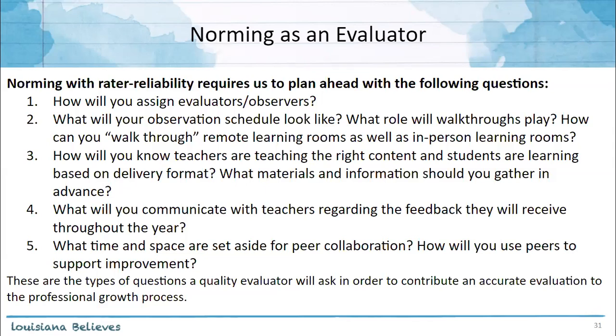What materials and information should you gather in advance? What will you communicate with teachers regarding the feedback they will receive throughout the year? What time and space are set aside for peer collaboration? How will you use peers to support improvement?